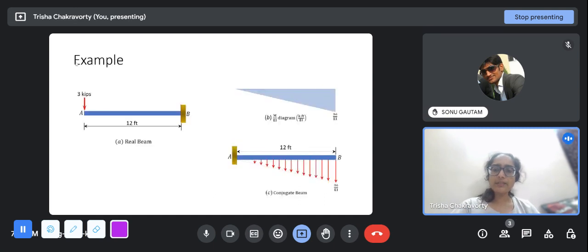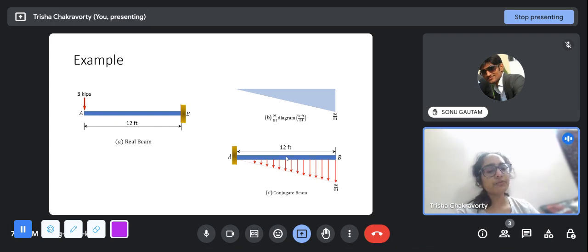And so what does this mean? If I ask you the deflection at this midpoint, 6 feet from either end, what do I have to do? I have to find the bending moment of the conjugate beam at this point. That we know how to find. We don't have to draw the entire bending moment diagram.